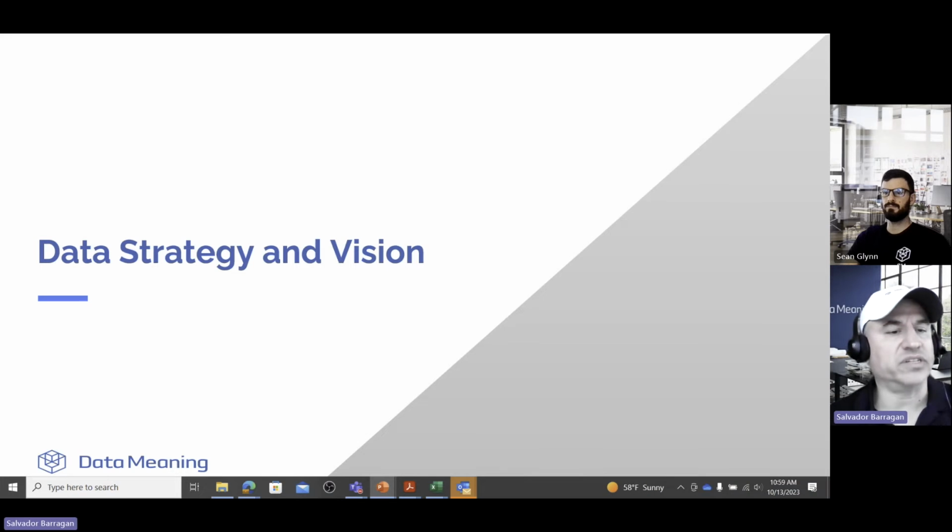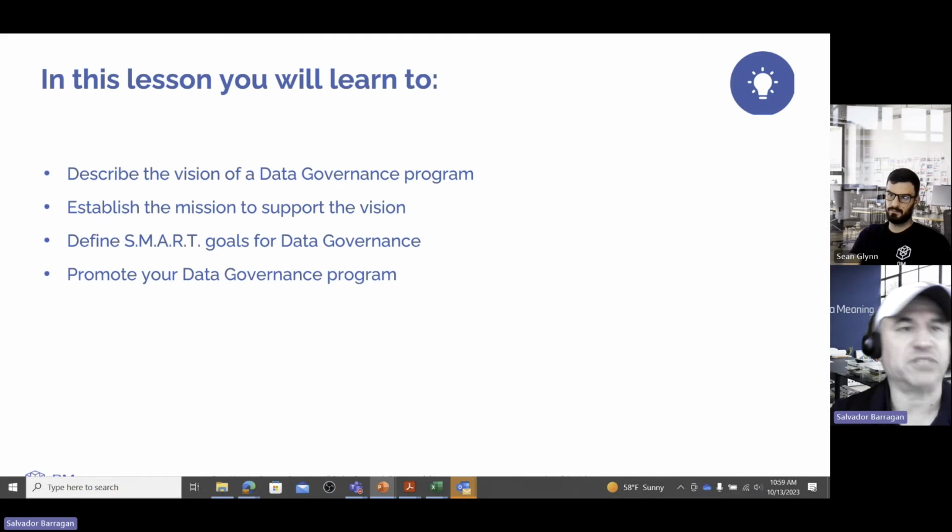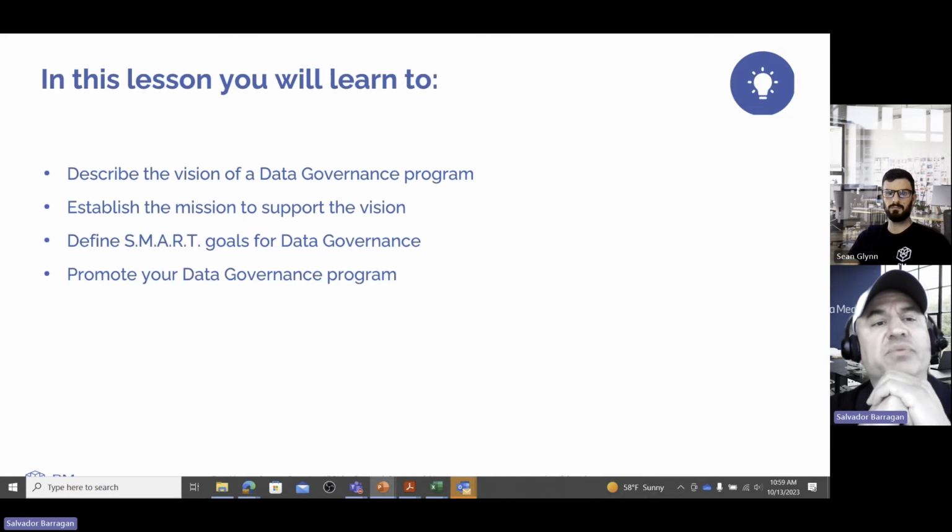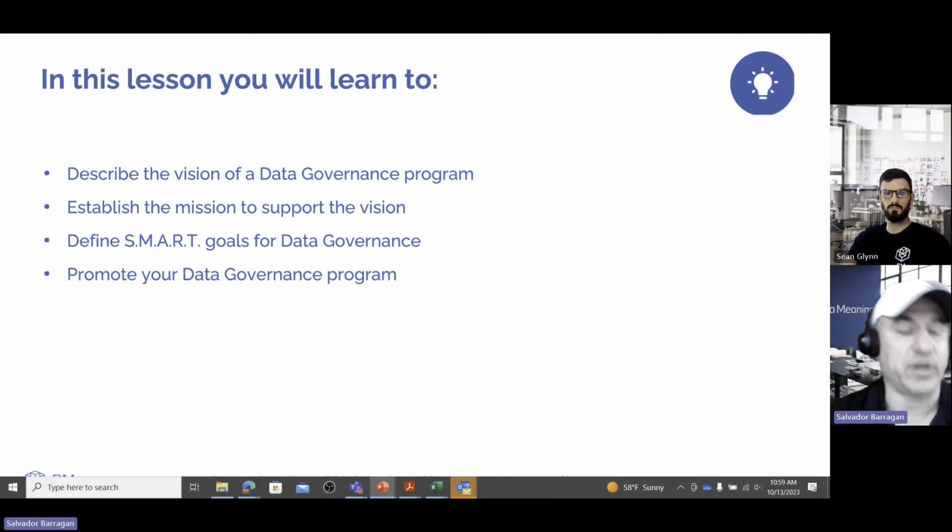The next section that we're going to discuss is data strategy and vision. This is that first step that we just saw within the active data governance framework. And this step, as I mentioned before, is really key, right? Because without a strategy, without an ability to describe your program, establish the mission, define the goals of the program, it doesn't matter what tool you get. It doesn't matter if you have no tool. If you don't do this first step, it will be very difficult for you to promote your program, really get it off the ground, and really have champions that are going to support the program throughout its life cycle.